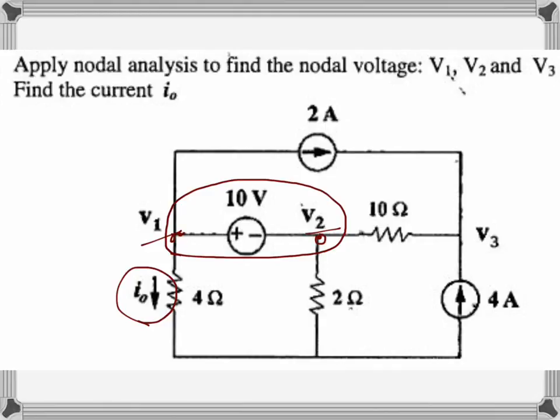We will write one KCL equation for this node. So there will be one equation for this node, another equation for this node, so there will be two equations, but we have four unknowns. So I will try writing I naught in terms of other voltages since we want to find I naught. I naught can be written as V1 over 4, or V1 can be written as 4 I naught. So let's call it equation 1.